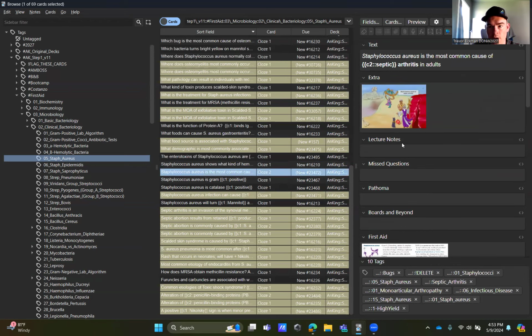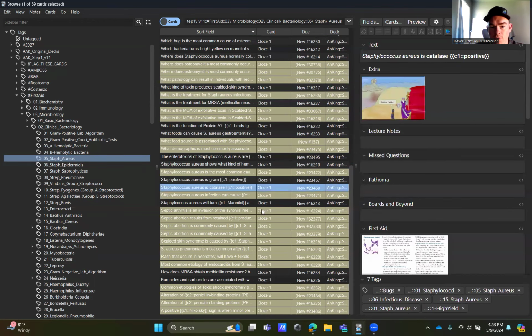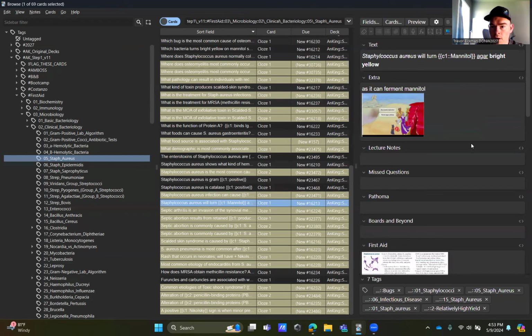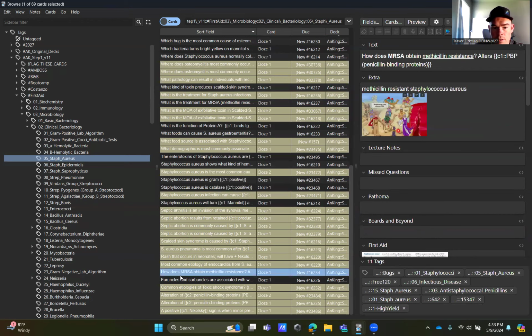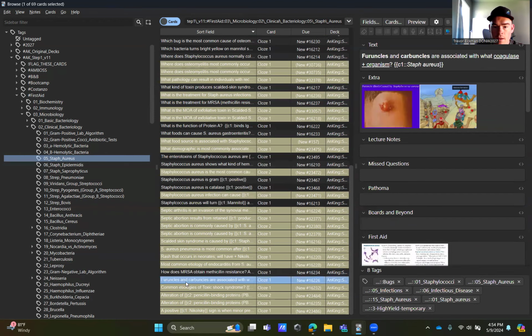Then skipping this one, talking about septic arthritis, because we've already gotten one for that. Grabbing the next 2, skipping 1 more, coming down and grabbing this one here that is bright yellow. Then you want to come down and just read through until you see this: how does MRSA obtain methicillin resistance? You want to grab that, and then this one here, and that is it for Staph aureus.